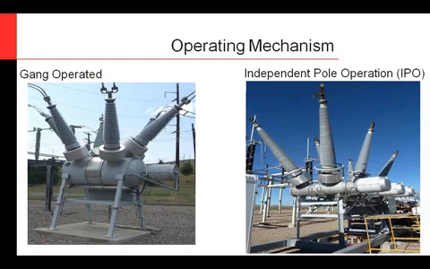So here's an example of a dead tank circuit breaker with a gang operated on the left. This is about a 121 kV circuit breaker, and this is an interesting design where you have all three phases in the one tank, and this is an SF6 style circuit breaker. Then on the right, this is a 362 kV circuit breaker. You'll notice you have 1, 2, 3 phases there, and they each have their own mechanism driving it.